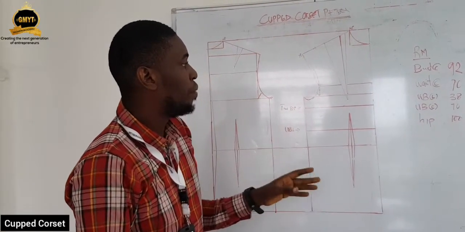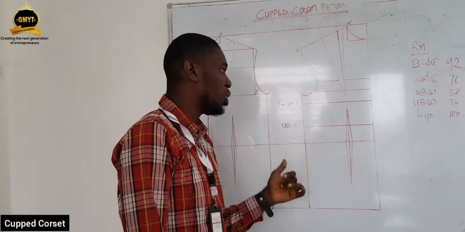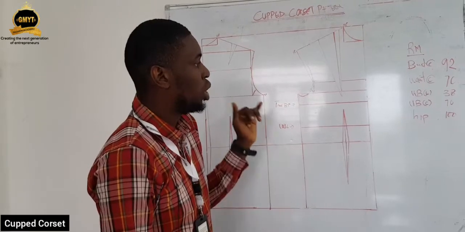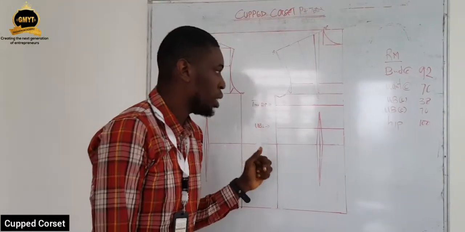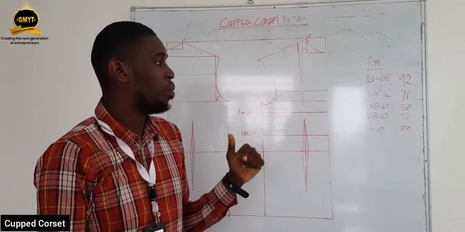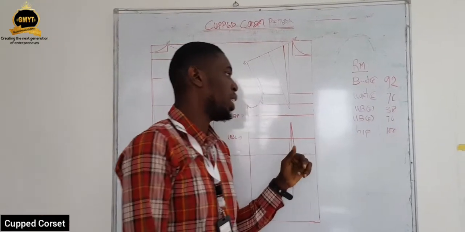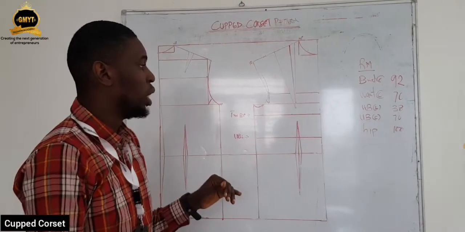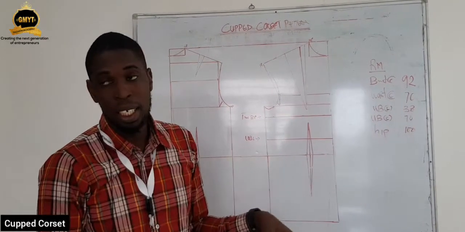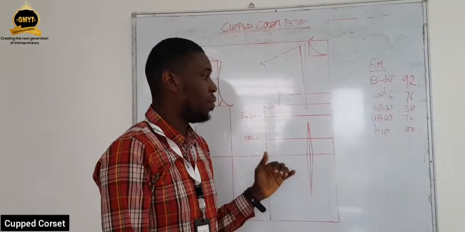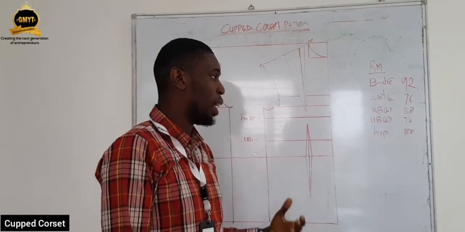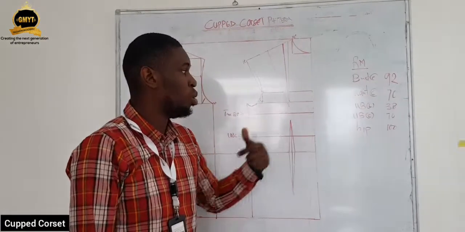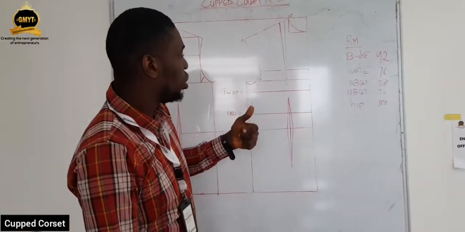So we already have the measurements which you're going to be using as well, which is the bust circumference of 92, the waist circumference of 70, the underbust length of 38, the underbust circumference of 70 as well, and the hip circumference of 100. So I think we all understand all these measurements because I think we've done the bustier pattern. If we've done the bustier pattern, we understand how to take all these necessary measurements.